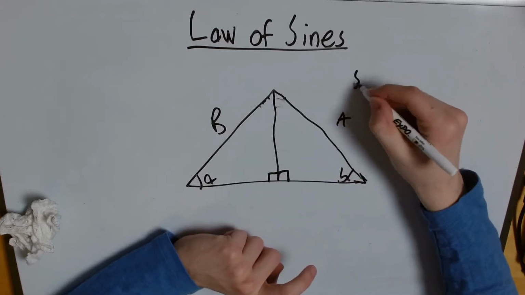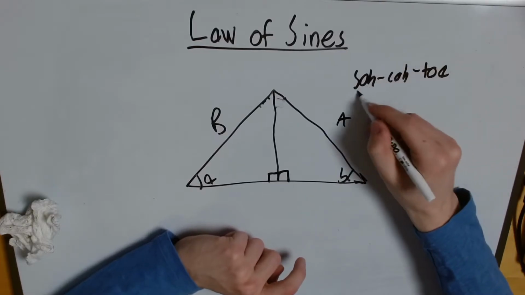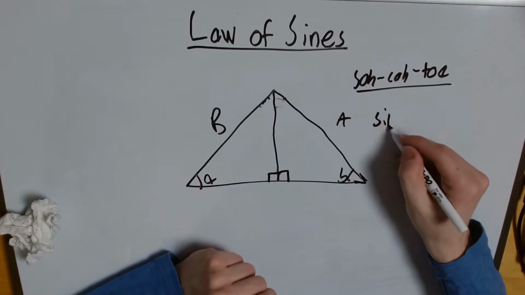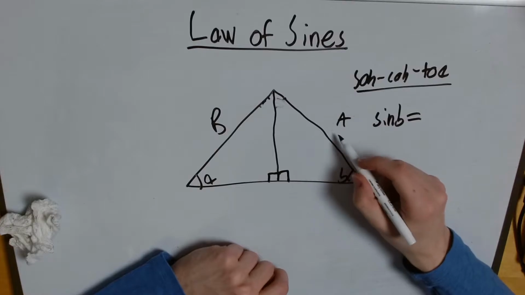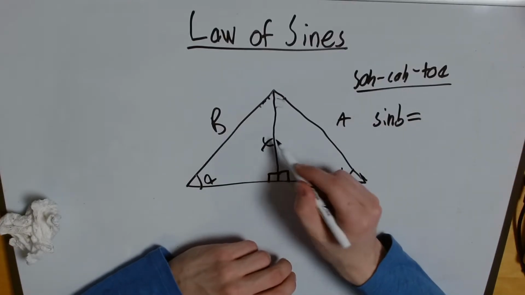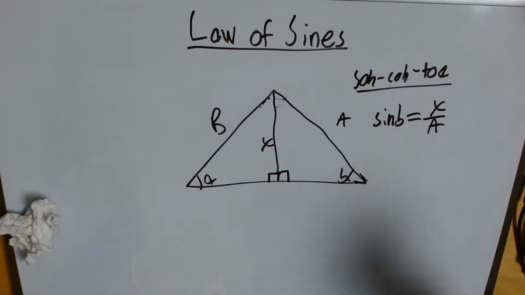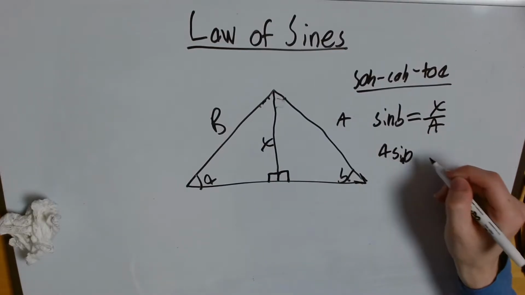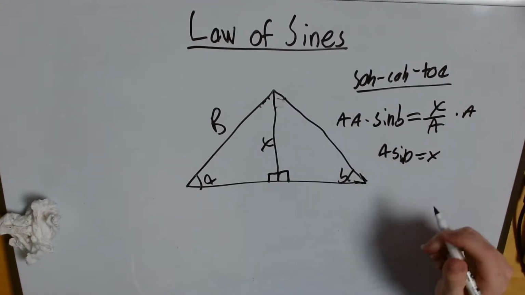So SOH CAH TOA is what we use to remember them, right? And let's say, the sine of angle B is going to be this opposite side here over the hypotenuse, which is A. I'm going to call this opposite side x just to make things easier for me, right? So x over A. I could rewrite this as A times the sine of B is equal to x. I just multiply both sides by A, right?